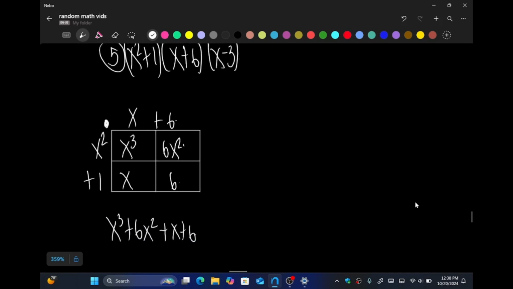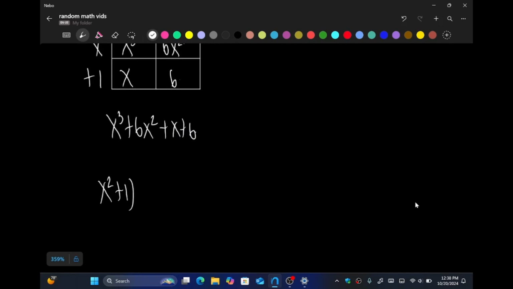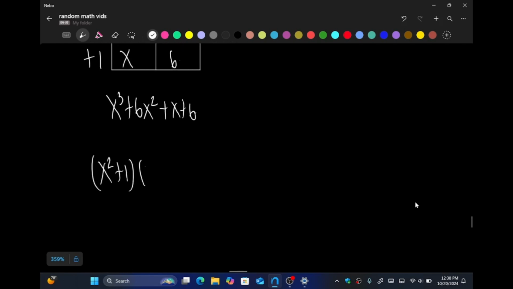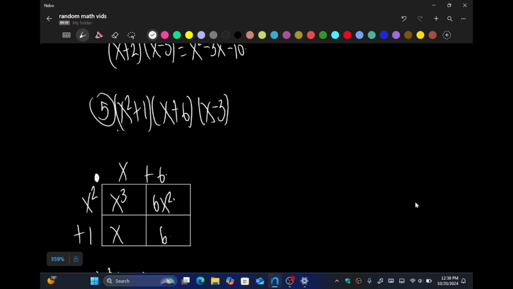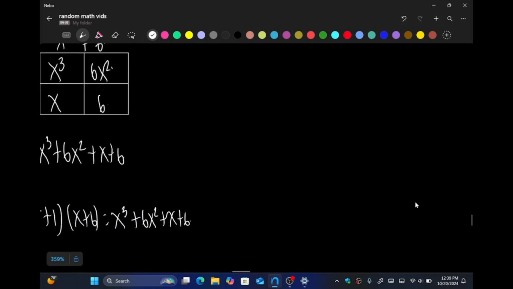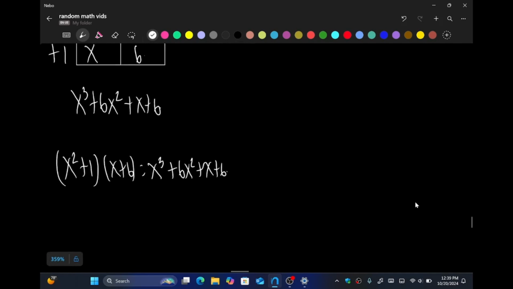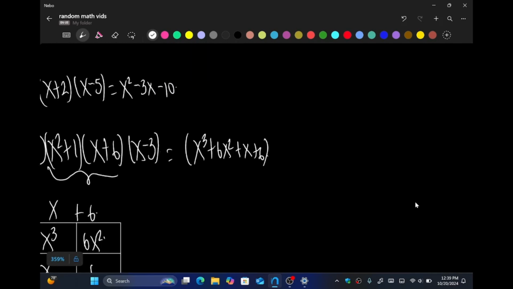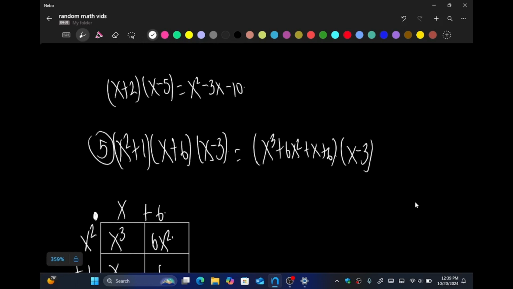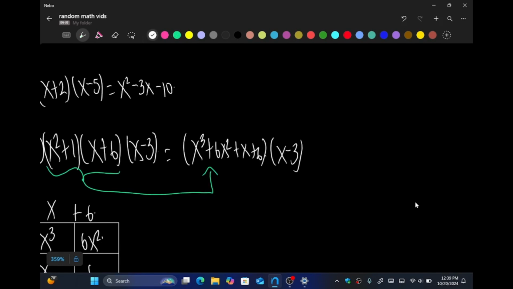That is going to be this part. So we know x squared plus 1 times x plus 6 is x cubed plus 6x squared plus x plus 6. Now, we're going to go ahead and... I think that's what it was, right? Yeah, and then this is going to be times x minus 3. So this part, guys, I just want to be specific. This part is this, okay? And now we're just going to go ahead and multiply these two.